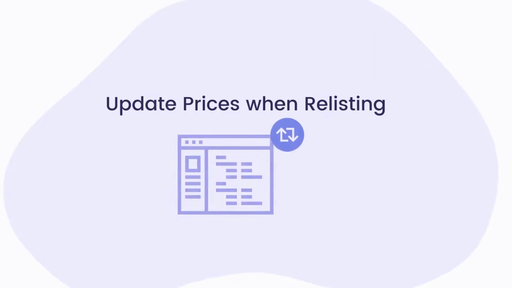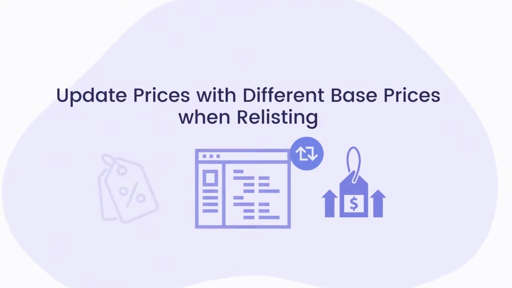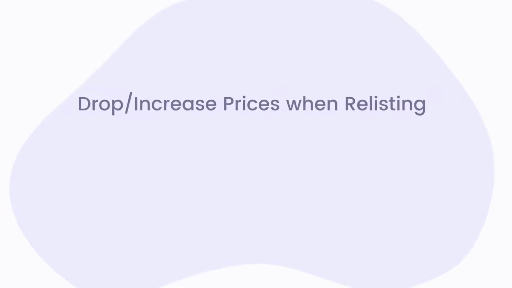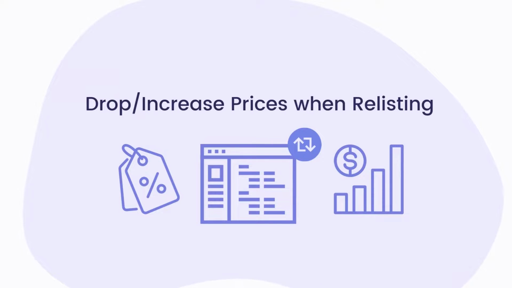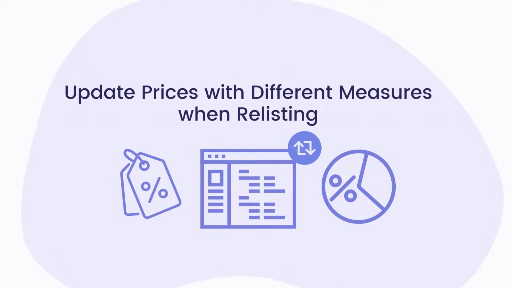You can update the prices of your listings optionally when relisting, based on their actual prices or lowest historical prices. You can drop or increase the prices of your listings, based on a specific percentage or amount.